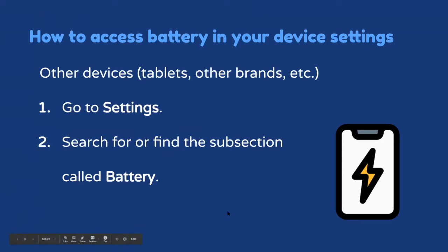Now, a general step-by-step of how to access battery settings from your device for other devices such as tablets and other brands of smartphones and many more devices. So the basic steps that you should follow are to go to your settings and then search for or find the subsection called battery.